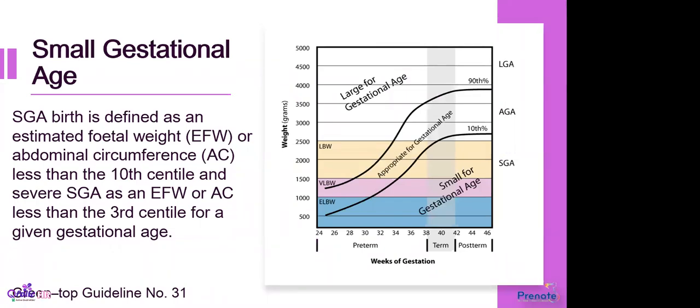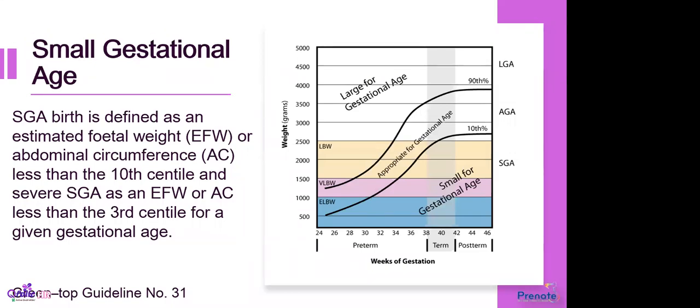We have to see what are different levels of weights of the babies, and when we plot these weights on customized charts, there are three zones of the growth of the fetuses. The one zone is the appropriate for gestational age, which lies between 90th and 10th centile of the gestational age. These are the babies who are growing well. They don't have any problem. They are low risk babies, and they have good perinatal outcome.